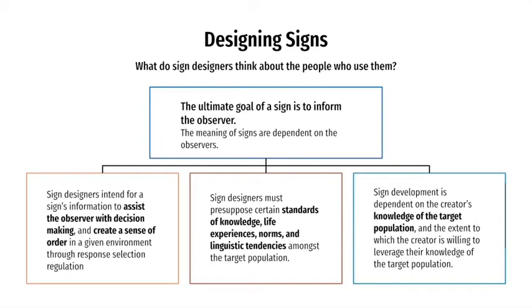Now, let's talk about the designing process. Who designs the signs and who are they designed for? What do sign designers think about the people who use them? We believe that the ultimate goal of a sign is to inform the observer. The meaning of signs depends on the observers. Sign designers intend for a sign's information to assist the observer with decision making and create a sense of order in a given environment through response selection and regulation.